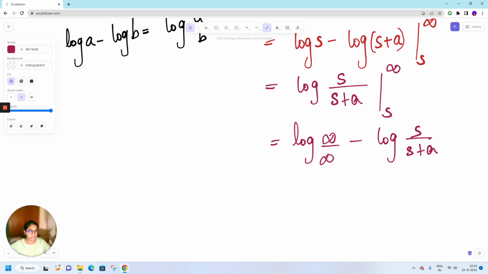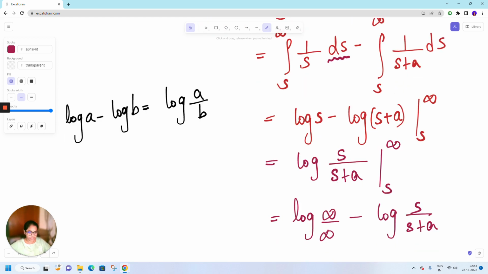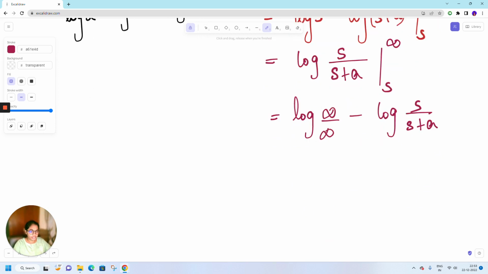Lower limit is s itself. Okay, we integrated with respect to s. So we apply limits, that is s to infinity. Wherever you have s, replace it with infinity for the upper limit, and wherever you have s, replace it with s for the lower limit. Okay, this is all basics of integration.